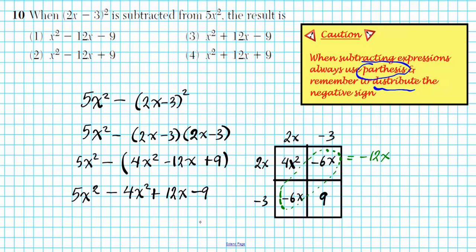Negative 9. All right, so now let's simplify, combine like terms. The only two like terms here are the x squares. So 5x squared minus 4x squared is just x squared, or 1x squared, plus 12x minus 9. Okay, so this is the result. Our answer is option number 3. That's our final result.